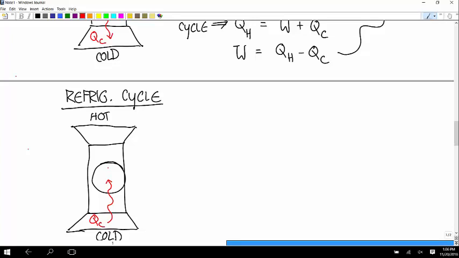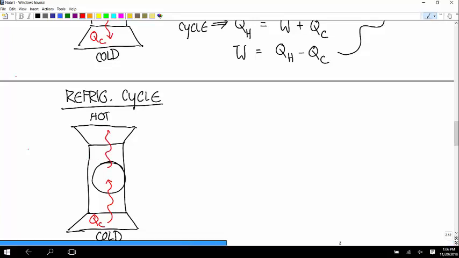We want to deposit that energy out in the environment, out in the room. It has a higher temperature than the cold reservoir. So QH is like this. And what about work? Work has to be done. That's the compressor in a refrigerator. That's the way that you manage to move, the Clausius statement.